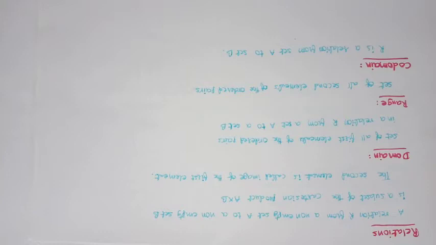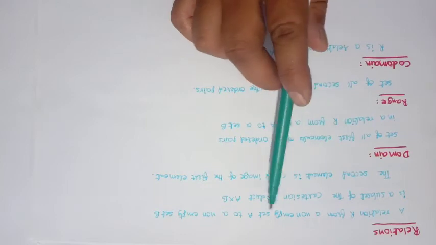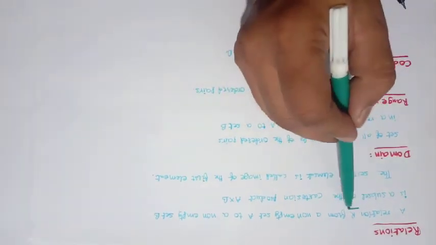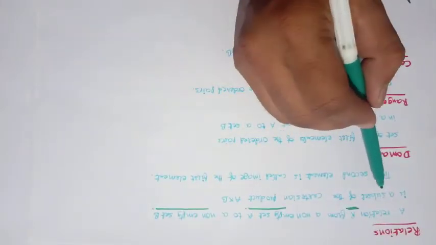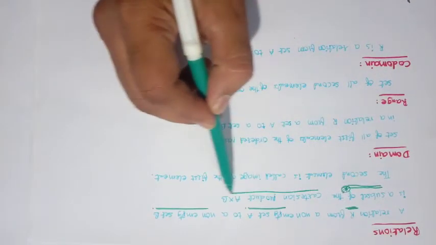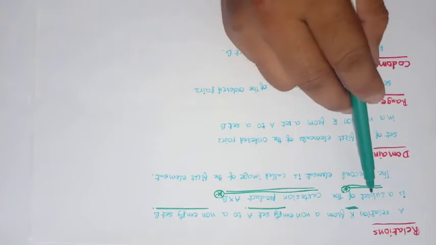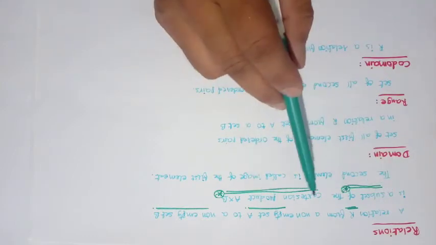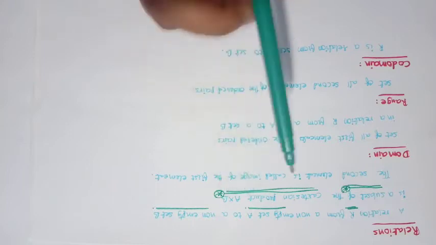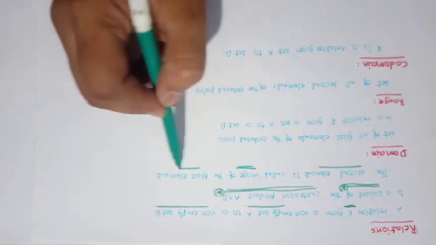Coming to the next important definition: relations. A relation capital R from a non-empty set A to a non-empty set B is a subset of, and this is an important point here, it is a subset of the Cartesian product of A and B. So this word subset is important, and it is the Cartesian product A cross B. And here the second element is called the image of the first element.